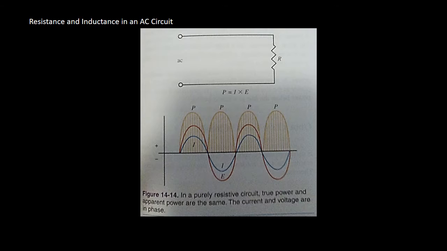The circuit traits change when an inductor is added in series with the resistor. The component does not have to be a separate resistive component. The wire from which the coil is wound will have a certain amount of resistance. In figure 14-14, a purely resistive circuit, true power and apparent power are the same. The current and voltage are in phase.